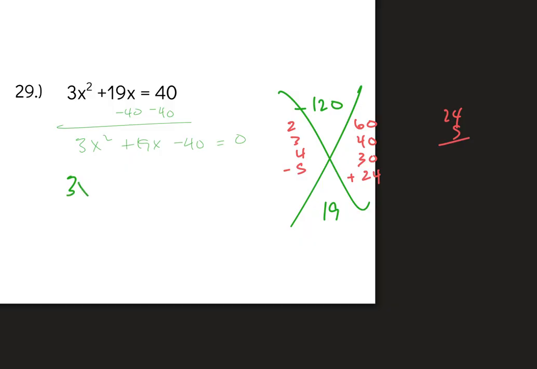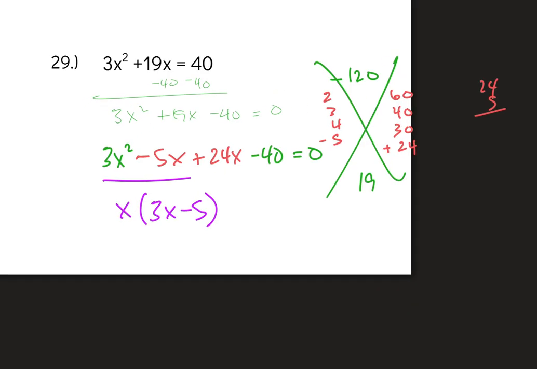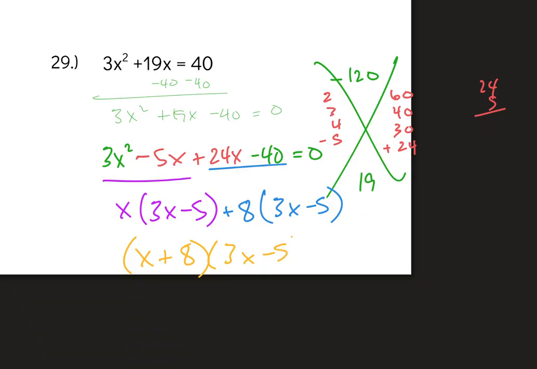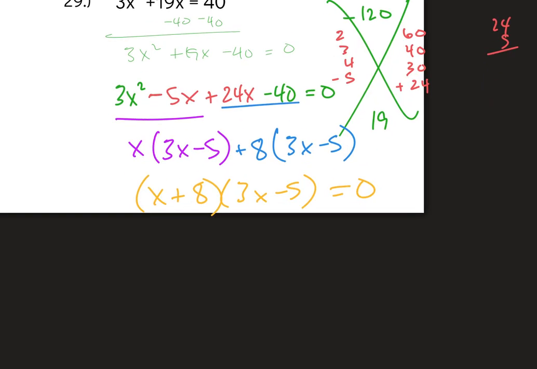And I think that's actually it, because I need a positive 24 and a negative 5. So I'm going to have 3x squared minus 5x plus 24x minus 40 equals 0. Those have an x in common. 3x minus 5. Those have an 8 in common. So 8 is 3x minus 5. The whole thing factors to look like this, and that equals 0. So now I can tell you that this one is x equals negative 8.